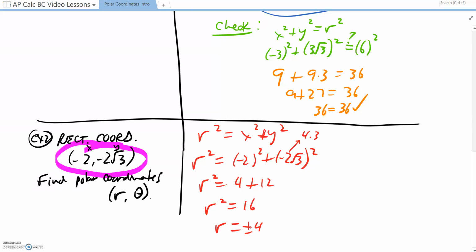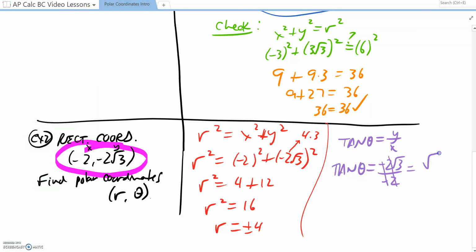We haven't talked much at all about the negative radius. So we're going to stick with the positive radius at first, and then we'll come back and talk about the other part, where it's negative radius. Next up, we'll have tangent of theta is equal to y over x. So tangent of theta is equal to negative 2 rad 3 over negative 2, which can simplify quite a bit. The 2's are gone, the negatives are gone, and you might just want to call that rad 3.